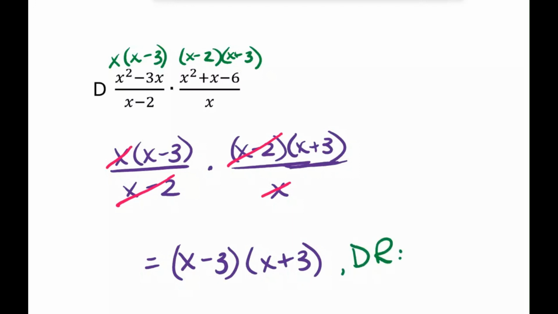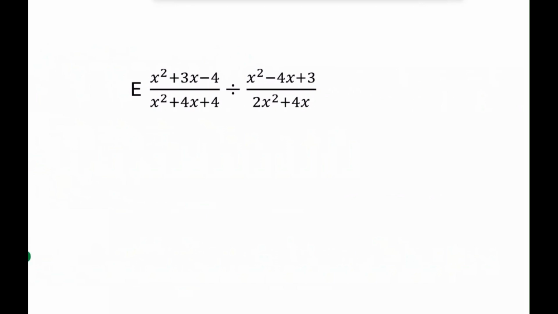And then my domain restrictions. I'm just not allowed to have x's in the bottom. And we didn't flip anything. So it's just these two places. We're going to have x cannot equal 2 or 0. All right, we got one more problem to do.